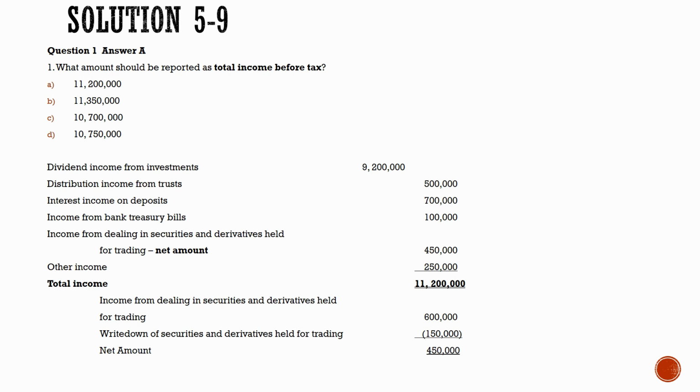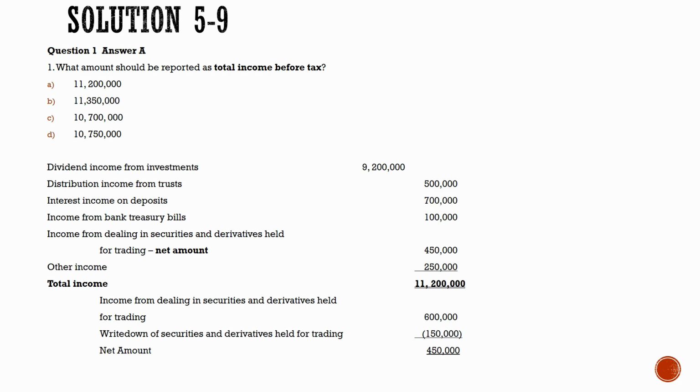Balik na tayo sa ating pag-identify ng OCI. Siyempre, part din ng OCI yung other income amounting to 250,000 as well as yung interest income on deposits amounting to 700,000. Kung makikita nyo sa problem, yung other data aside sa mga binanggit ko ay parts na ng expense. So, no need na yon isama. So, dito ay isama lang natin yung mga amount ng mga income na na-identified as components ng OCI.